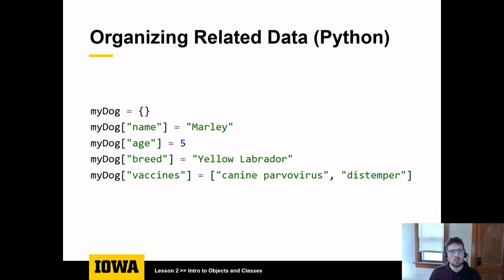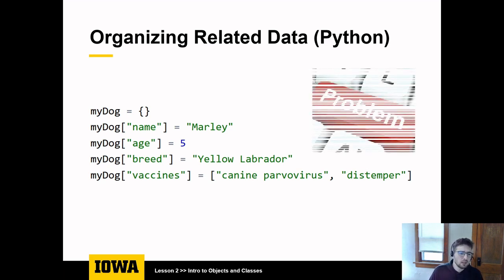So when we want to organize related data, what I see beginning Python programmers gravitate towards is Python dictionaries. So you have a variable, my dog. In particular, you have a dictionary, my dog. And you can add different keys to your dog and give them values. So you can associate things like a name, an age, a breed, and vaccines to this dog.